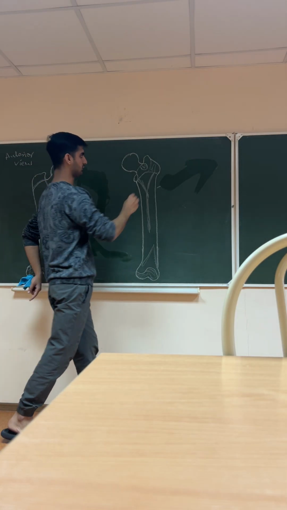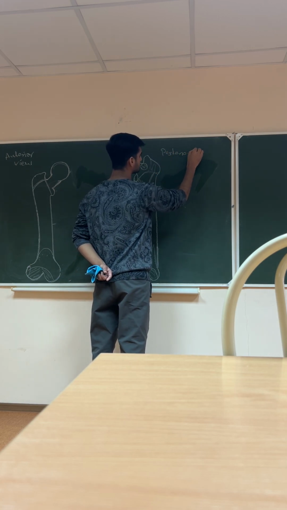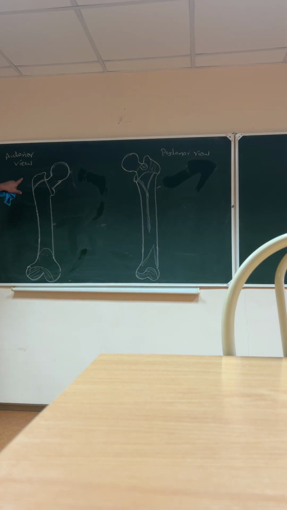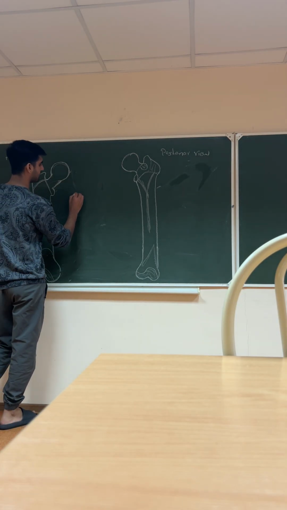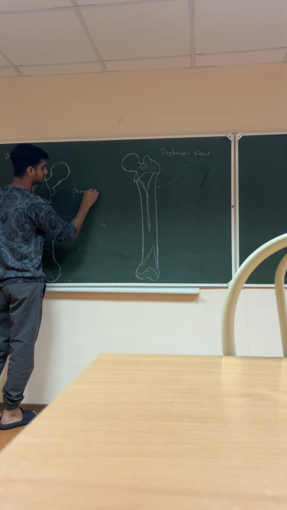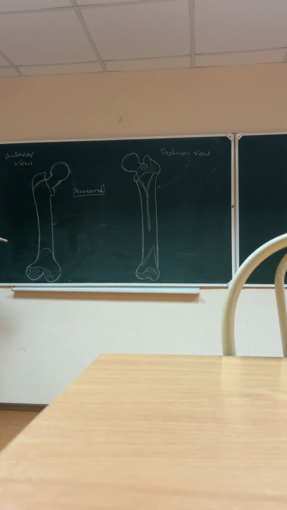And this is the posterior view. In the anterior view we will see the formation of the proximal epiphysis, and in the posterior view we will see the formation of the proximal, distal, and diaphysis. First we have the first part, the proximal epiphysis. This is proximal.